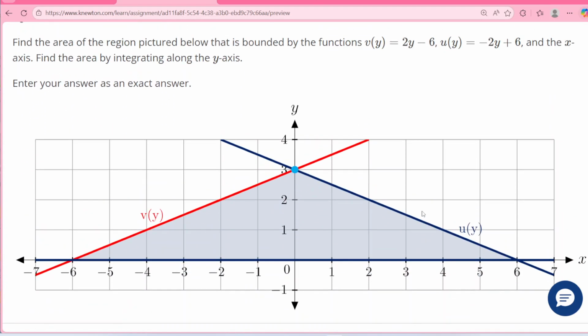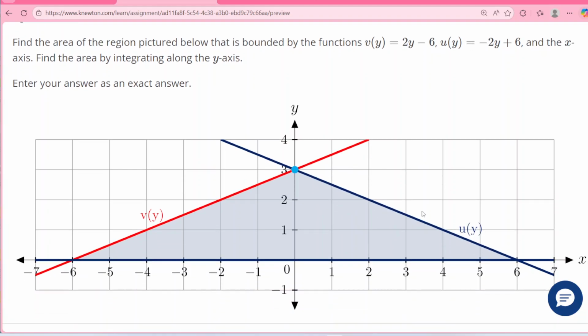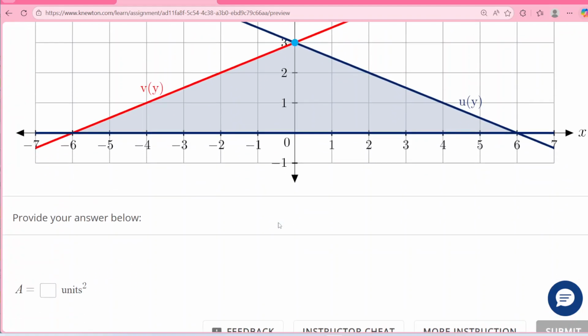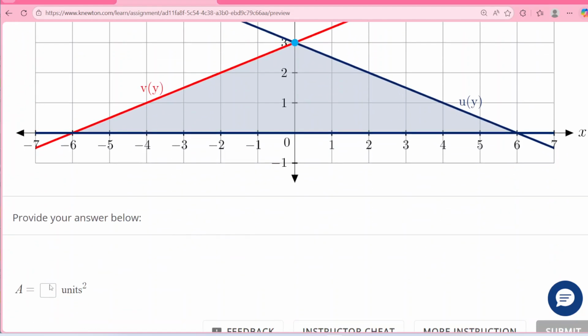All right, so here's another picture. So yeah, integrating with respect to the y-axis now. Now, if I was doing with respect to the x-axis, remember I'm doing top minus bottom. No, it's just a triangle. I don't know why we need to do this. This is just a big triangle, right? These are lines. This is a big triangle with a base of 12 and a height of 3. So this area is half of 12 times 3, 6 times 3, 18 square units.